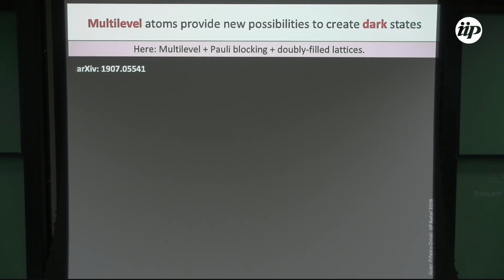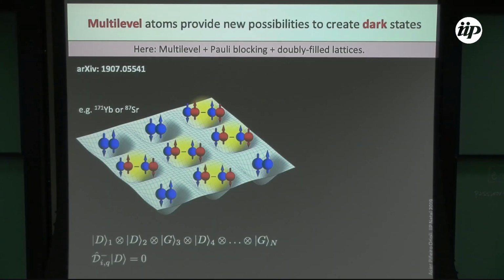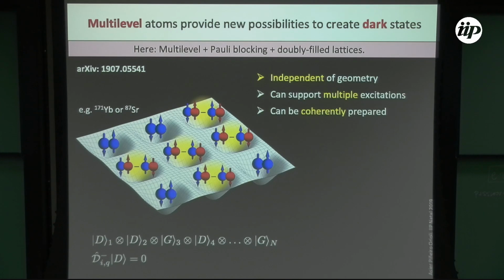And here the dark states are based on a combination of multi-level, fermion statistics, and having 2 particles per lattice site. And they have interesting properties. They are independent of the lattice geometry. They can support a high number of excitations, and I've shown you how one could, in principle, coherently prepare them.